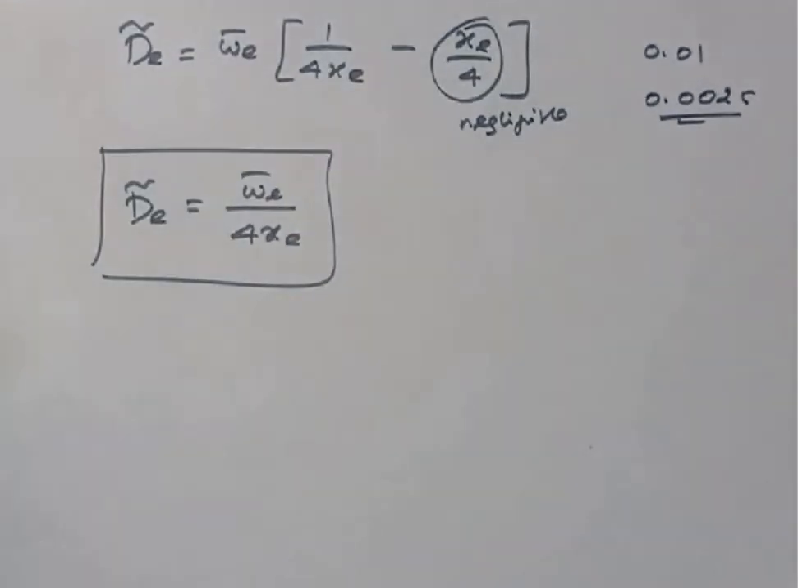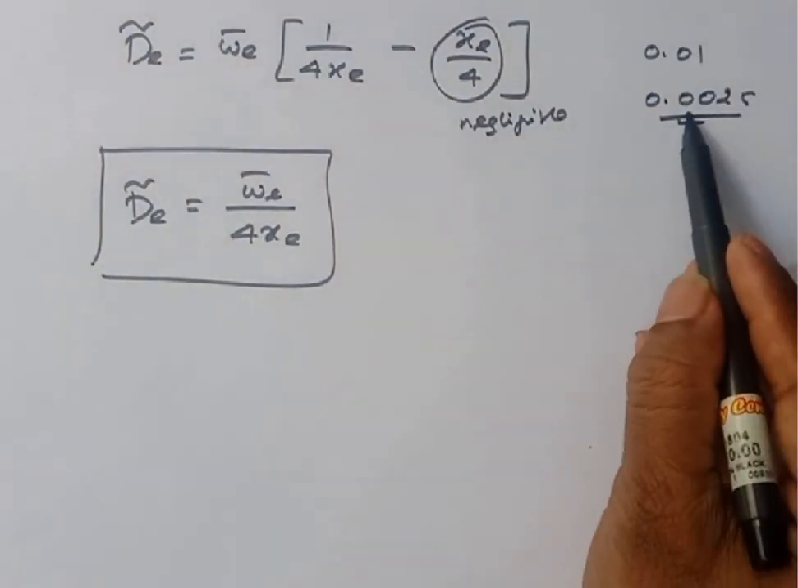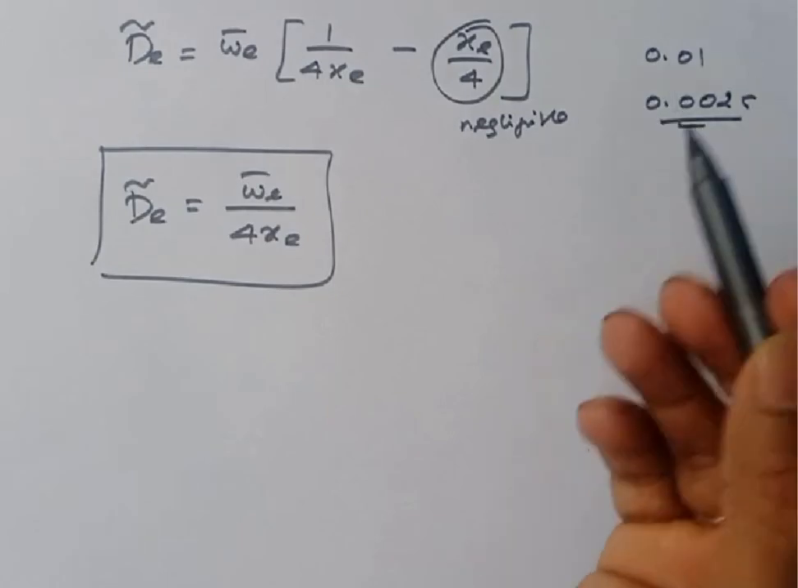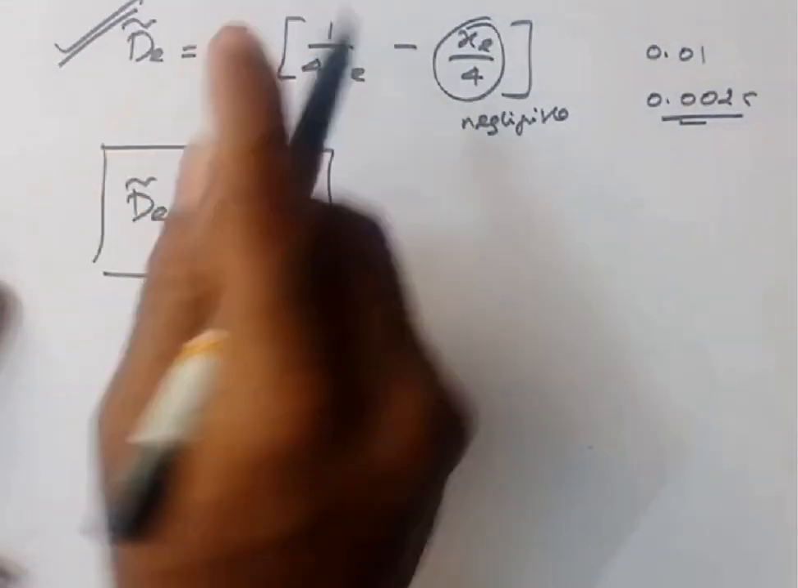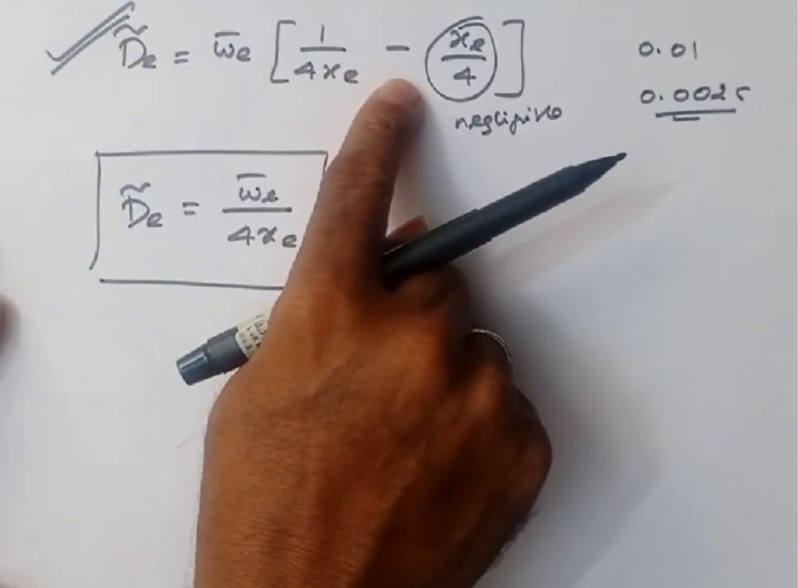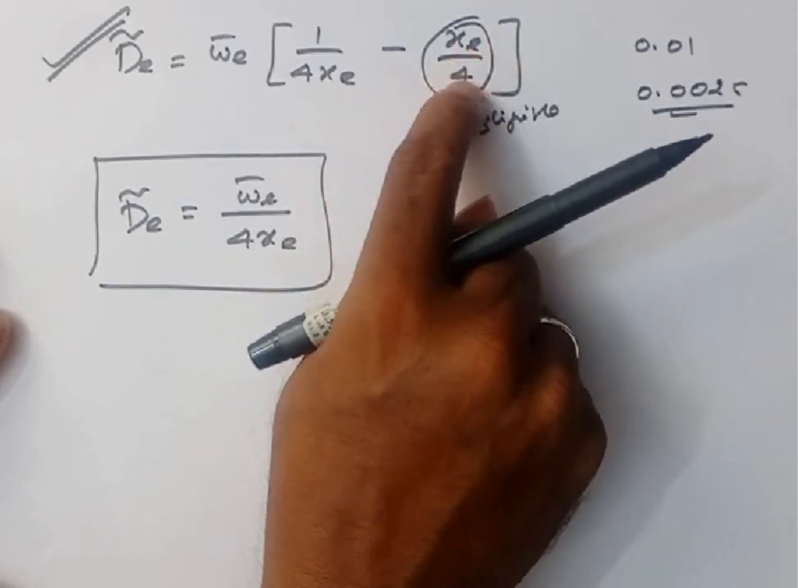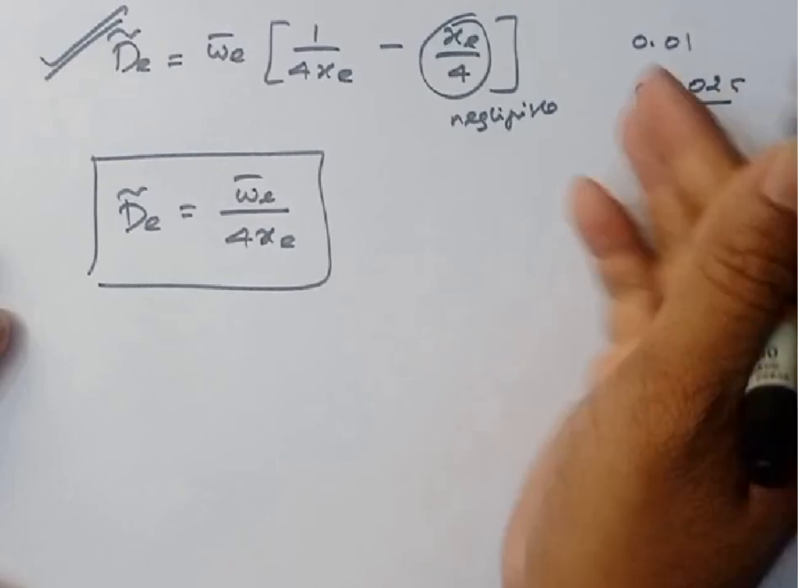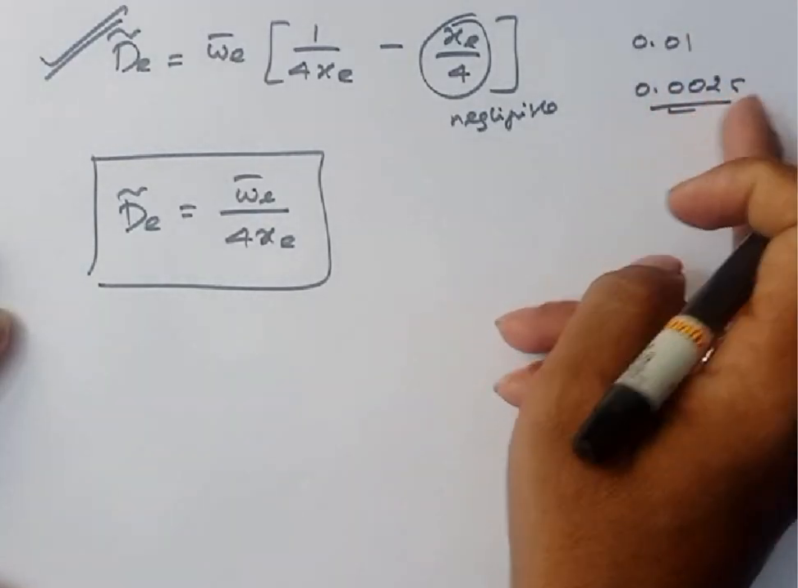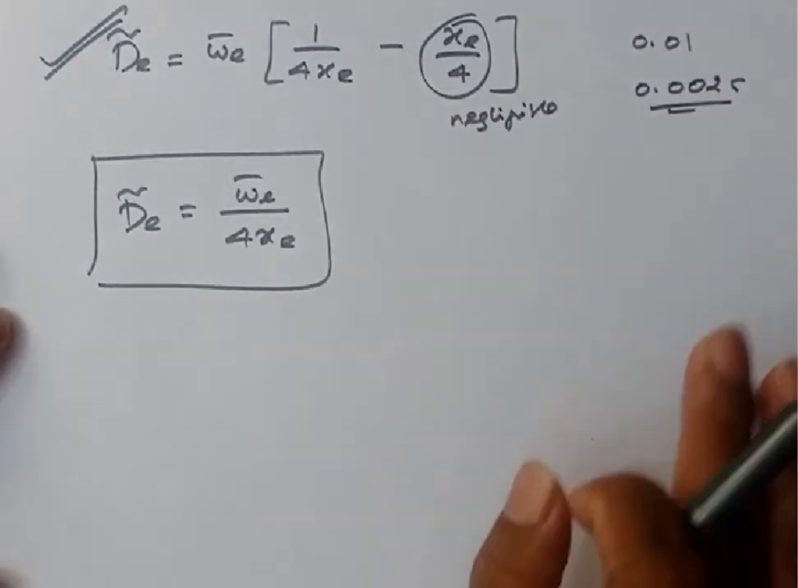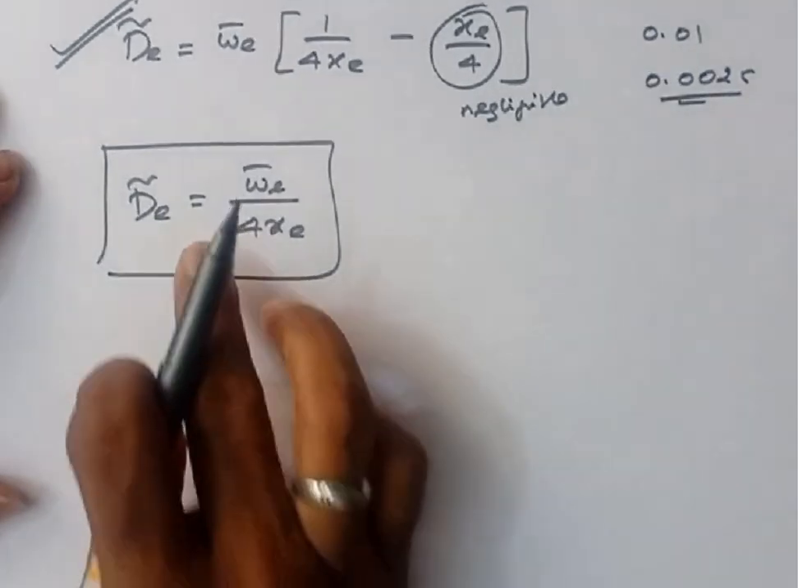Is this clear, student? Because this part will contribute only 0.002. If you want accurate calculation, you can use this formula. But xe value by 4 is very, very small, in the range of 0.025 something. So you can neglect that, and you will get this value.